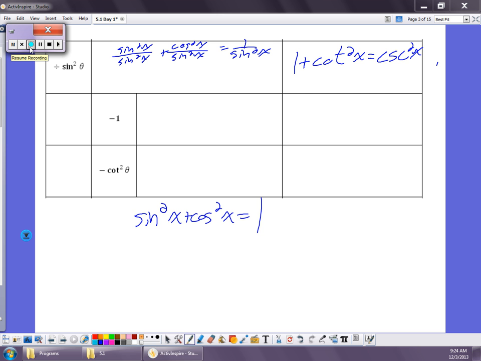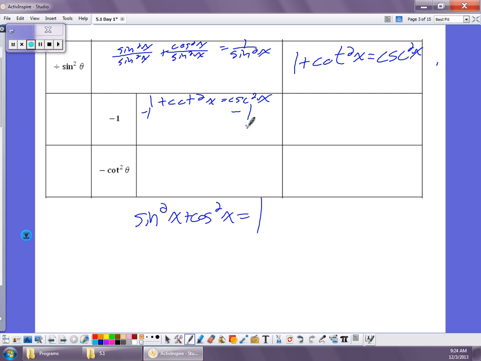So now from this, we can subtract 1. So if you had 1 plus cotangent squared x equals cosecant squared x, and you subtract 1, you'd get that cotangent squared x equals cosecant squared x minus 1. So again, if you saw something like cosecant squared x minus 1 in a problem, you could replace it with cotangent squared x.